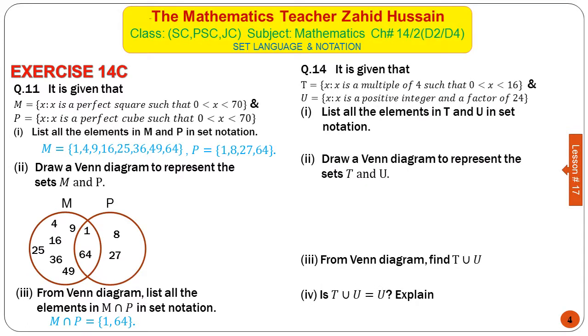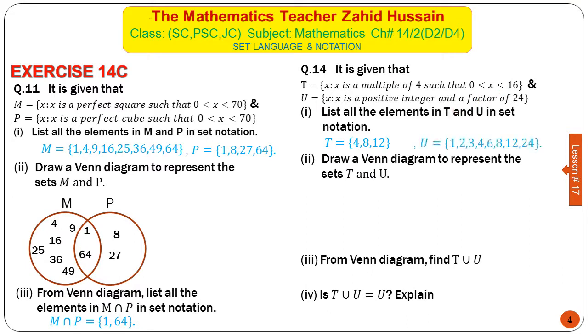This is question number 14. Again written in set builder or describing in words in set notation, describing the elements in set notation. फिर आपको कहा है कि T और U के एलिमेंट्स लिखे. T is a set of all x such that x is a multiple of 4 such that x is greater than 0 and less than 16. So elements of T are multiples of 4: 4, 8 and 12, less than 16, 16 not included.